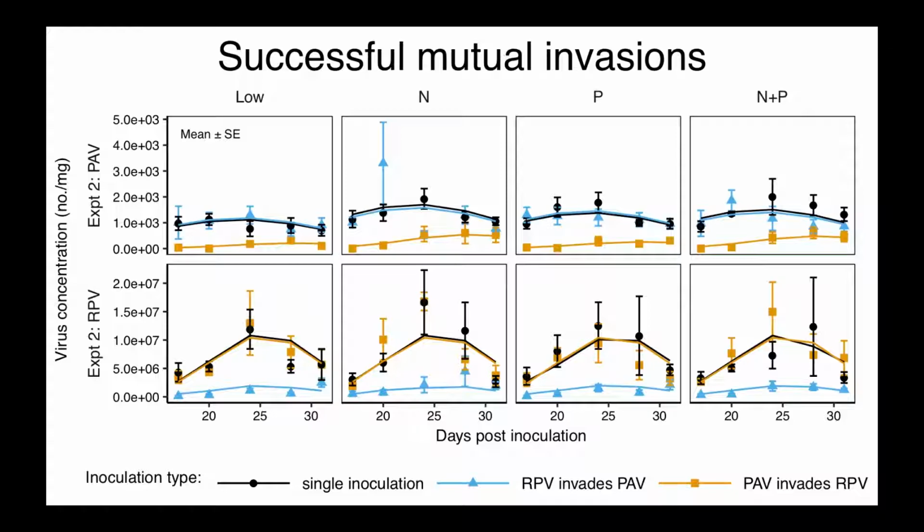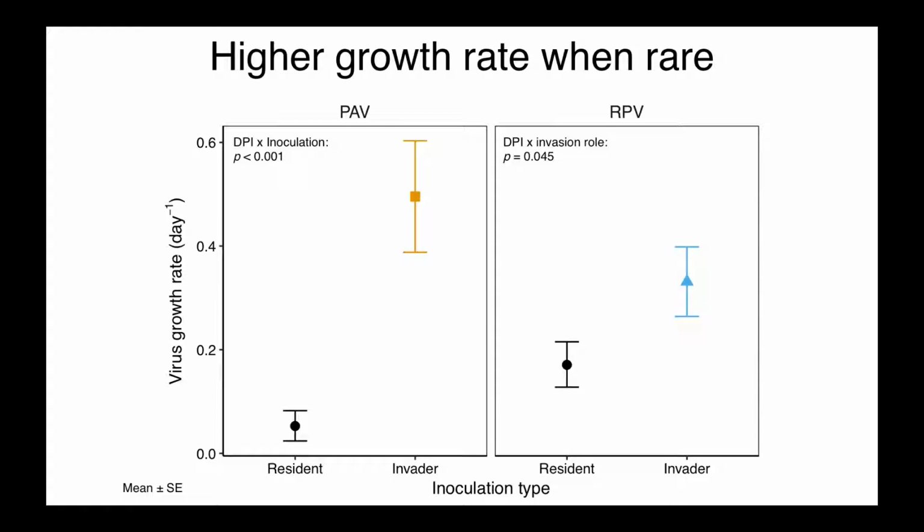And it's kind of hard to see what their quantities are from this scale. So this is showing the virus growth rate of those invading viruses when they're a resident and when they're an invader. And so for both of the viruses, they had higher growth rates into the plant when they are invaders than when they're residents. So that tells us that there are stabilizing factors that allow these viruses to coexist within the plants.